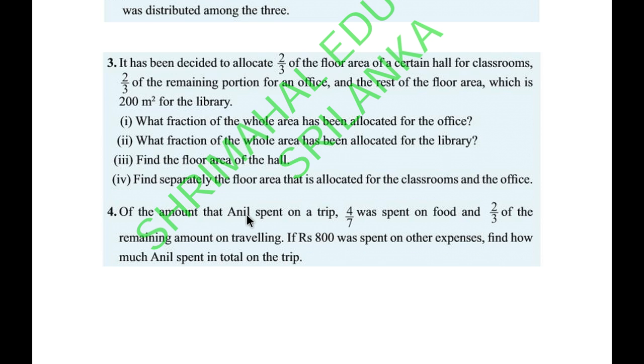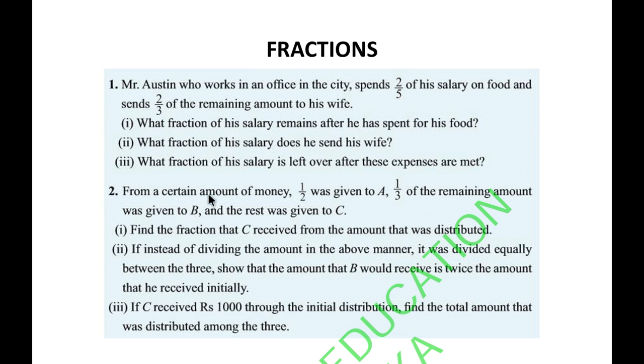Of the amount that Anil spent on a trip, 4/7 was spent on food, and 2/3 of the remaining portion on traveling. If 800 was spent on the remaining expenses, find how much Anil spent in total on the trip. So food is 4 over 7. To calculate traveling, you multiply 3 over 7 times 2 over 3, so you get 2 over 7 for traveling. Now 1 over 7 is remaining, that is 800. To find the total, you multiply 800 by 7. That's 5600.